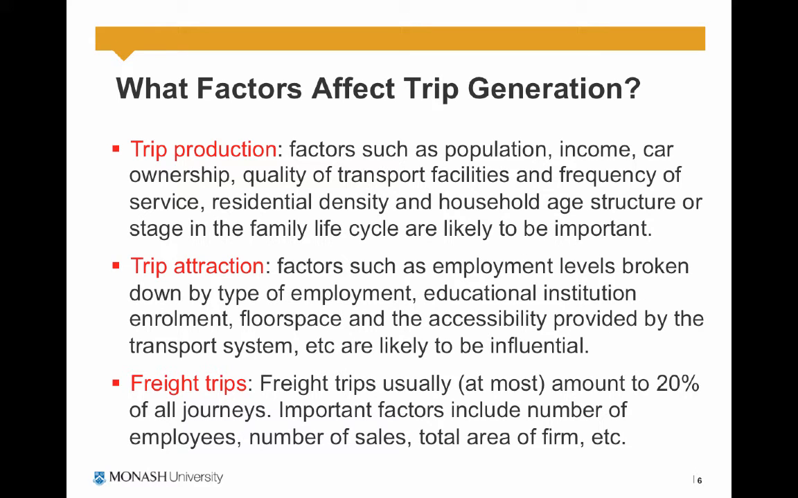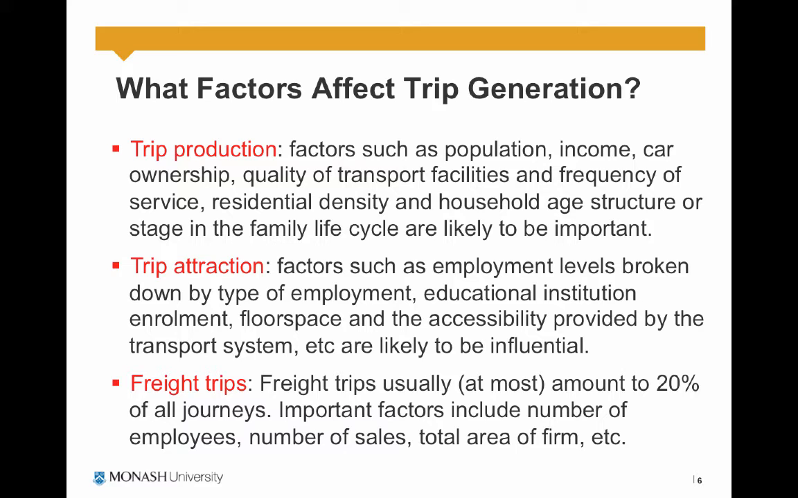Next, we will discuss what factors actually affect trip generation. For trip production, factors such as population, income, car ownership status, quality of transport facilities, and frequency of service within the zone, residential density, household age structure, or stage in the family life cycle are the important factors that could affect the number of trips that get produced in a zone. Factors that affect trip attraction usually include employment levels, classified by type of employment, educational institution enrollment, floor space of retail, and accessibility provided by the transport system, and so on.